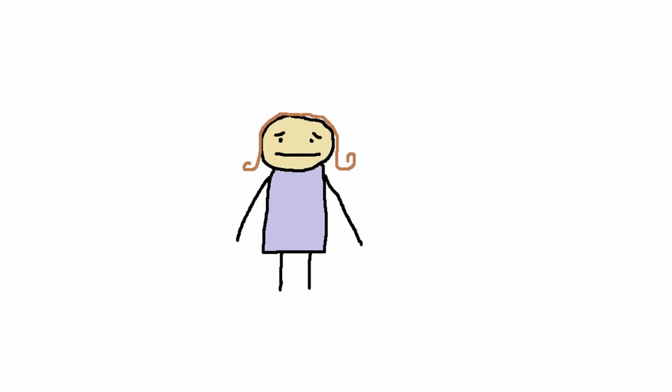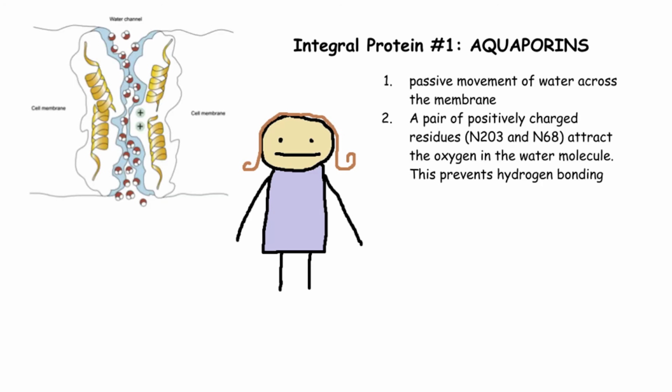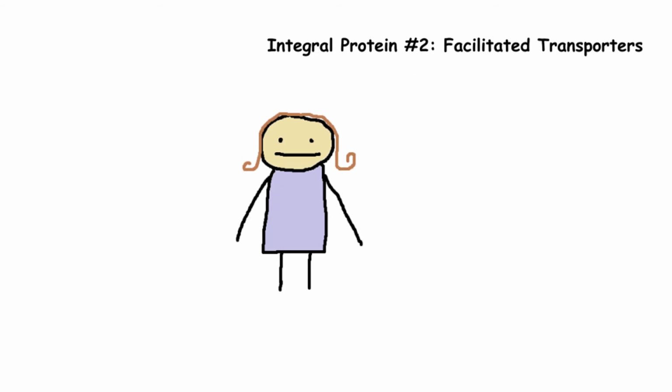So we have so much to cover in regards to integral membrane proteins because they play a massive role in transportation of molecules into the cell. So let's speed run this. Integral protein number 1, aquaporins. They allow for the passive movement of water across the membrane. Okay, a pair of positively charged residues, N203 and N68, attract the oxygen in the water molecule, which prevents hydrogen bonding. Side note about aquaporins, these are usually beta barrels.